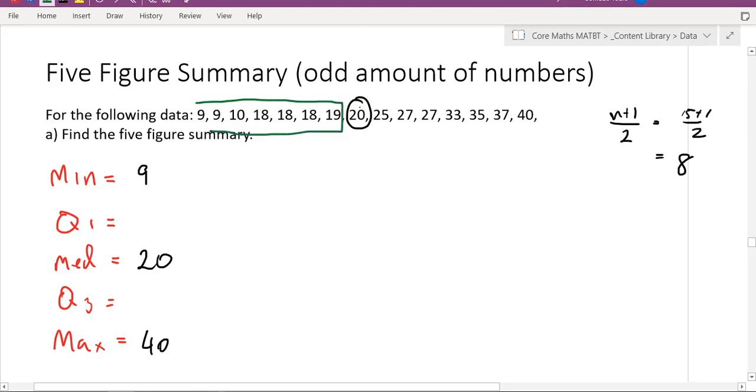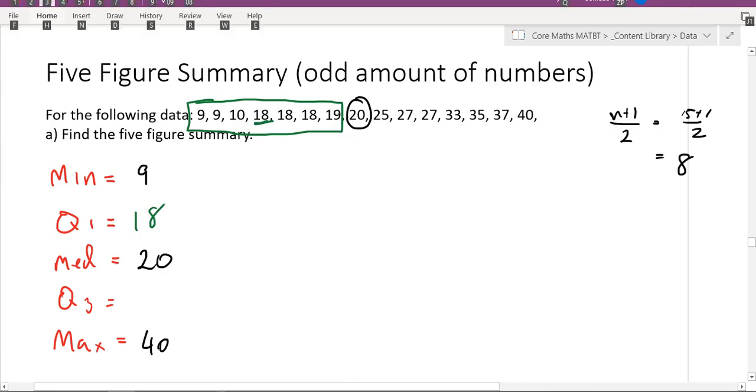Does it include the minimum? So it includes the minimum, but for Q1, you're only looking at the lower half, excluding the median. So you don't include the 20. That's not part of it. Okay. So if you look at the data set here, what's the middle number? I can just use my eye and see it's that 18. So Q1 is 18.